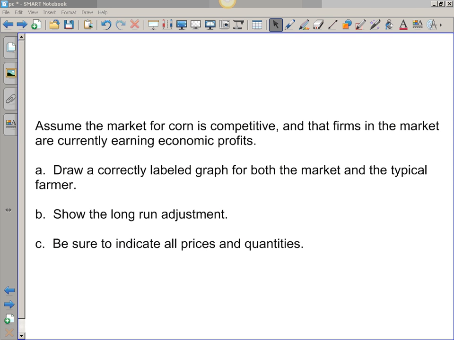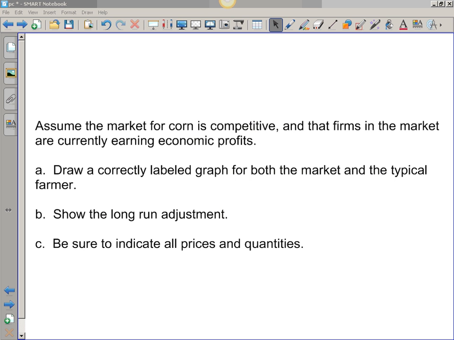In this section, we're going to put everything together. All of the graphs, all of the costs, the profits, the losses, the short and long run decisions, and how things adjust. We'll start off by looking at a very typical prompt, and this is what a lot of exam questions look like at both the honors and AP level.